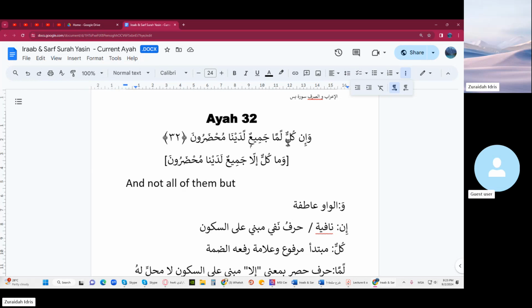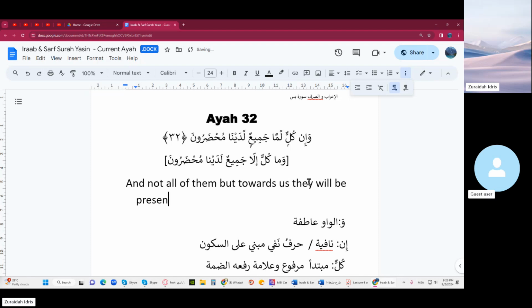This all of them. Is it for kullun or jami'un? Kullu jami'un, both. Both. Kullun jami'un. You're translating it as all of them. But ladaina, towards us. They will be assembled, or they will be, hazir is, this is be presented. Muhdarun. They will be presented.